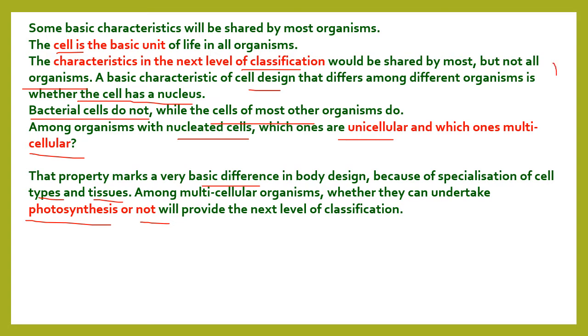See what we are doing. We are just classifying. At first, we divided into two parts, whether they have cells or not. Sorry, all organisms will have cells, so the question is whether the cell has a nucleus or not. When they have a nucleus, are they unicellular or multicellular? Multicellular may depend on the type of tissues and type of cells. And then whether they perform photosynthesis or not. If they perform photosynthesis, whether they have complex tissues or not. This way classification is done further.